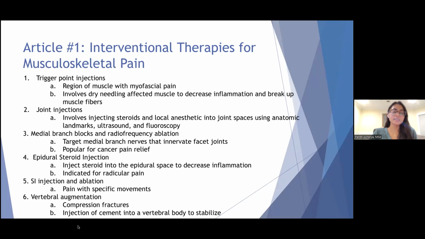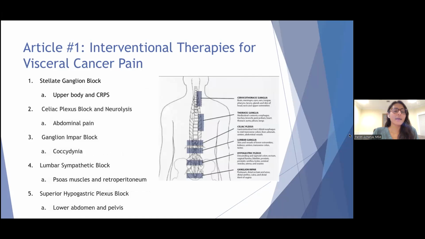And then vertebral augmentation is usually for cancer patients who have some sort of compression fracture. And this is when you inject cement into a vertebral body to stabilize that region. And the article also talked about several other interventional therapies for visceral cancer pain.